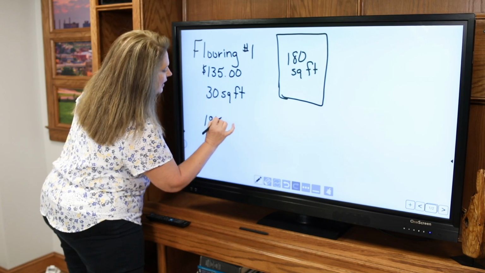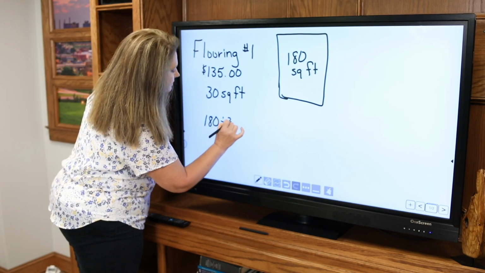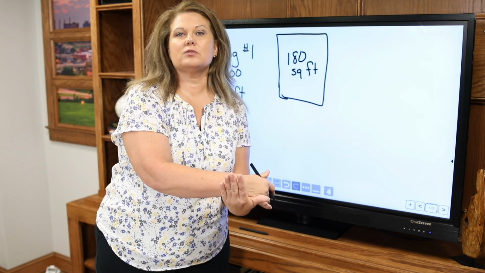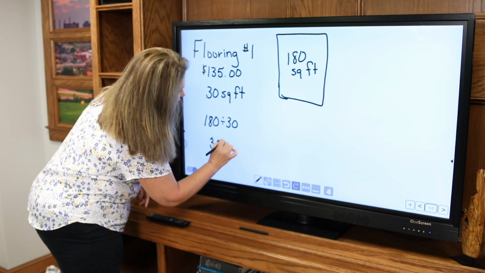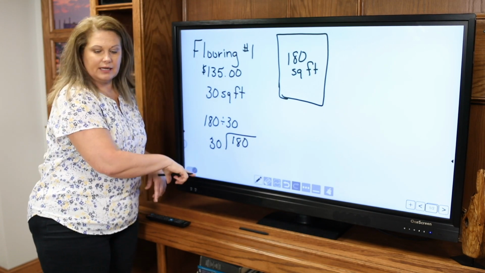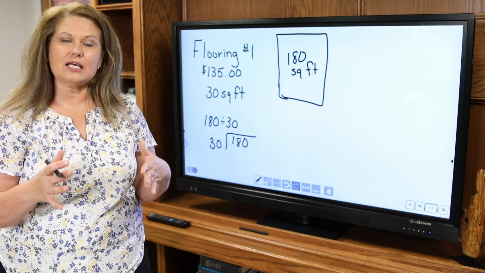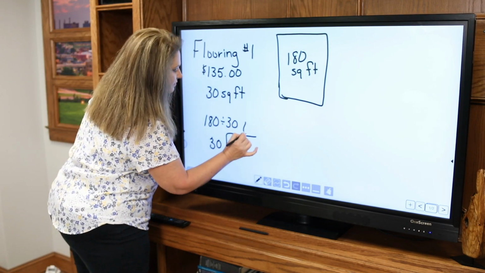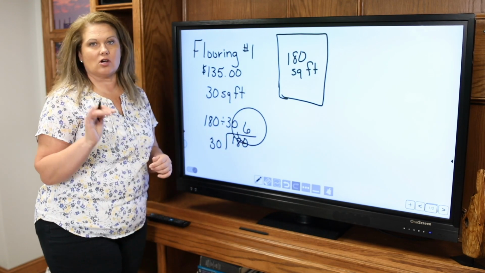So if I'm using a calculator, I'm going to do 180 divided by 30. If I'm doing it by hand, remember my divisor goes on the outside. So I'm going to say 180 divided by 30, written like this. Now I've already done the math and it comes out nice and even. You need 6, okay? So we need to purchase 6 cartons.